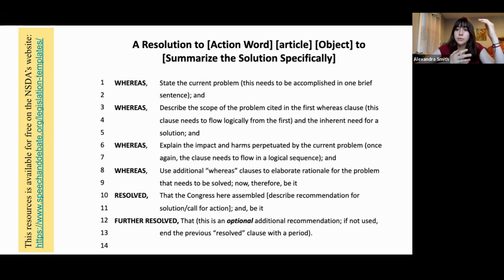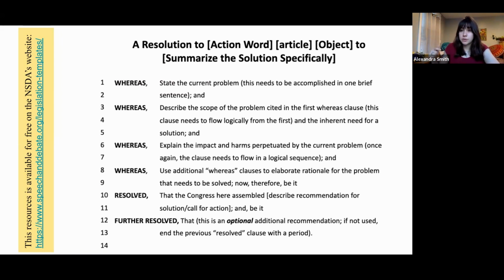But the idea is to establish what is happening in the status quo. So stating the current problem, explaining how large this problem is, explaining some possible harms or benefits of changing it. And then you just keep using whereas clauses to elaborate the foundation of your resolution. Your resolution is what is changing and what you're debating. So resolved at line 10, that the Congress here assembled, blank, describe recommendation for the solution, call to action. So we're going to just break that down a little bit slower.